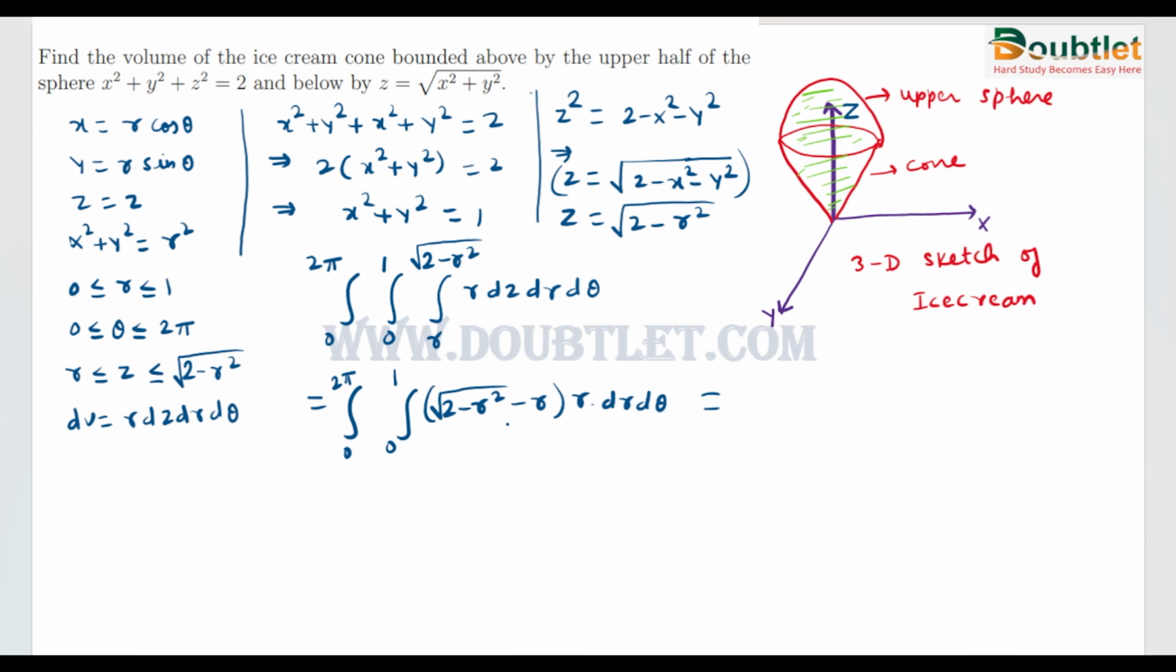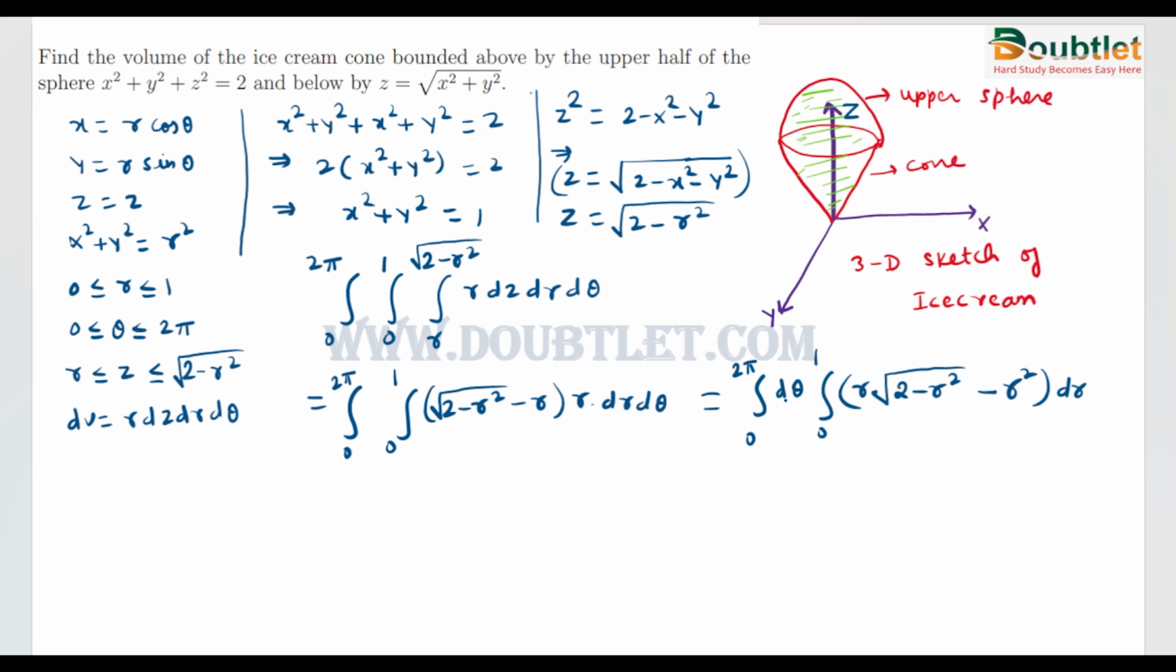So we know that there is no term of theta, so we can separate these two integrals. It will become d theta integrated from 0 to 2 pi, and r integrated from 0 to 1. If we multiply r to this function, it will become r multiplied by (2 minus r square), and it will be dr.